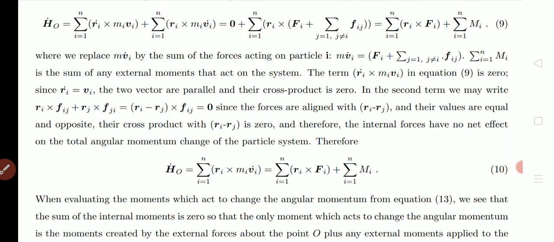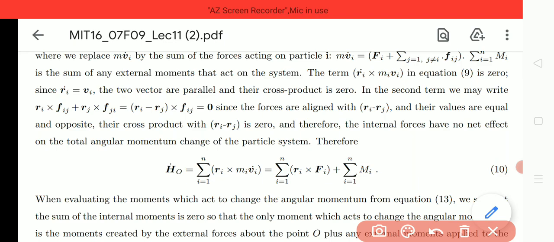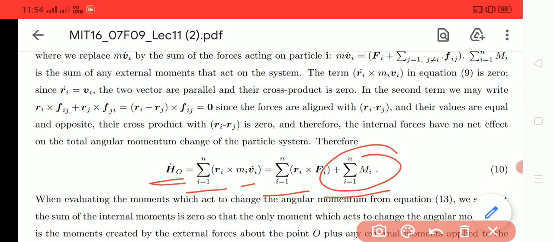Therefore H at point O dot, meaning differentiation of H_O, is equal to summation i equals 1 to n of r_i cross (m_i v_i dot), which is equal to summation i equals 1 to n of r_i cross F_i plus summation i equals 1 to n of M_i.